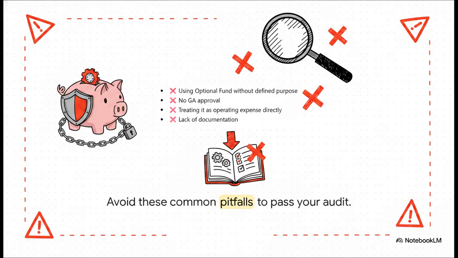Because this fund offers so much flexibility, auditors watch it like a hawk. So please avoid these common pitfalls. Never, ever use the fund without a strictly defined purpose or explicit General Assembly approval. Do not try to bypass the expense closing process by treating it directly as an operating expense. And literally never proceed without meticulous documentation. Doing any of that is basically a guaranteed way to fail an audit.